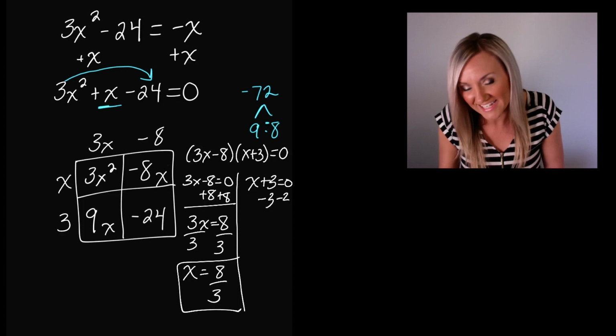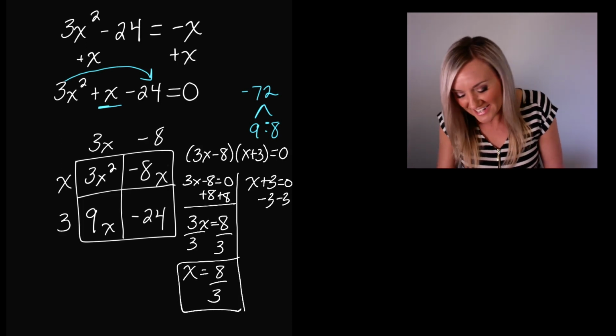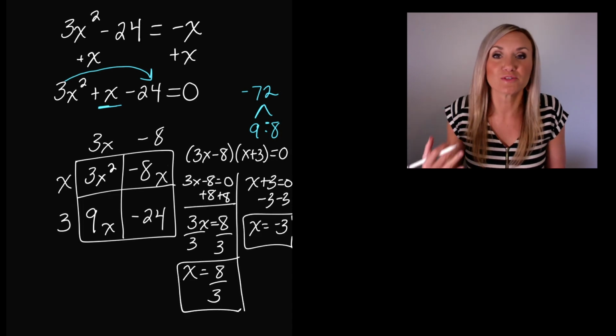For the second equation, let's subtract 3 from each side. So x equals a negative 3, and those are our two solutions to our quadratic equation.